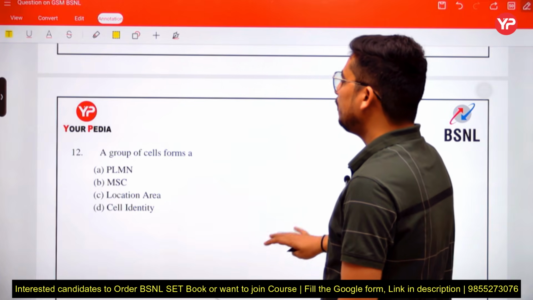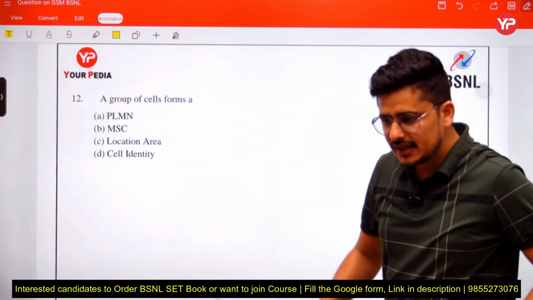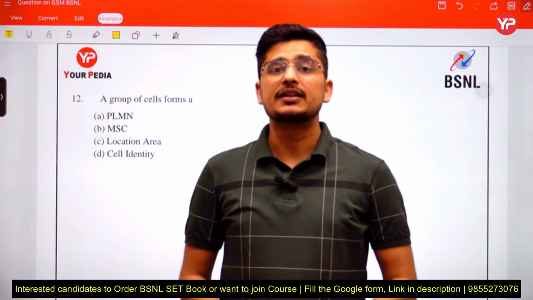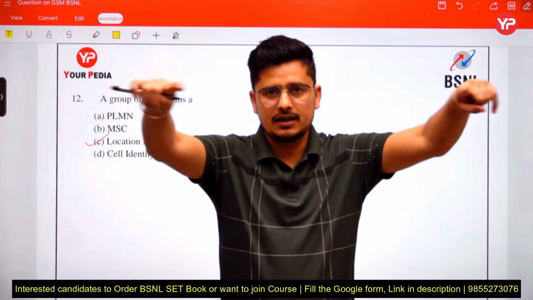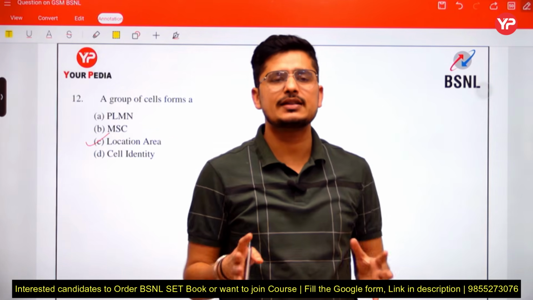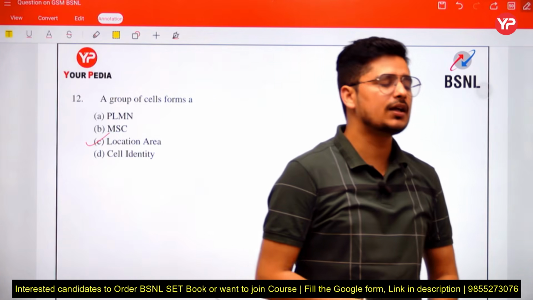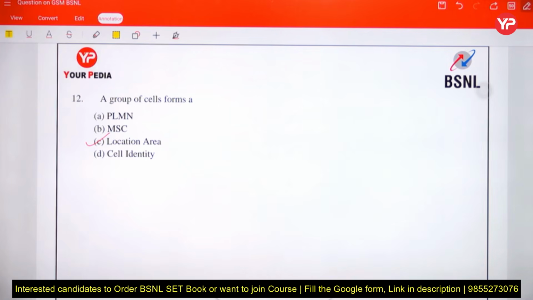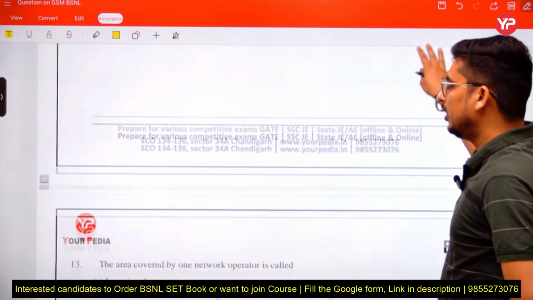Next is: a group of cells forms a what? Whenever we combine a group of cells together in the GSM system, that is generally known as a location area. Let us take, you have 10 to 20 cells. We combine the cells together, and that combined group of cells is known as a location area. Remember the name, location area. That is most important in case of your GSM parts. When we combine the groups together, they will make a location area.